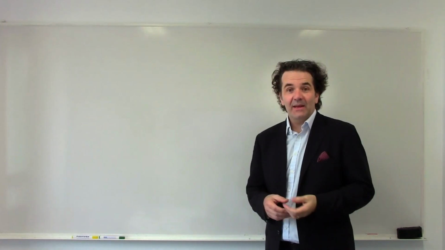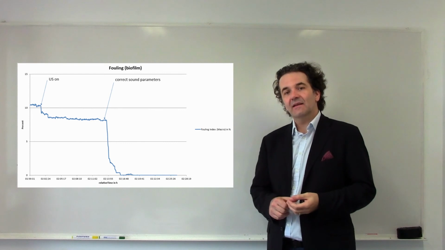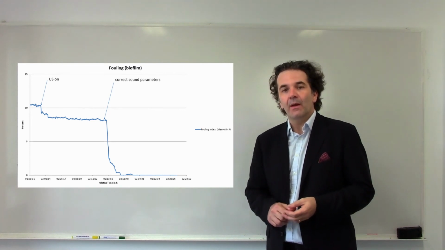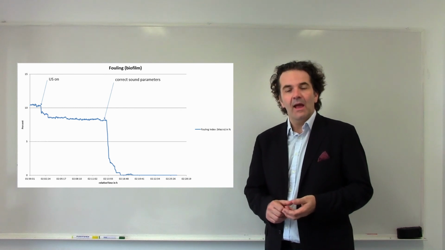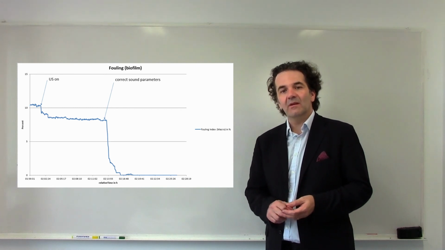Now, what we mean by increasing the stability is shown here. This is the signal of the fouling index of a focus beam reflectance measurement probe, meaning how clean is the window. And as you see with the sound, we can clean the window within minutes.